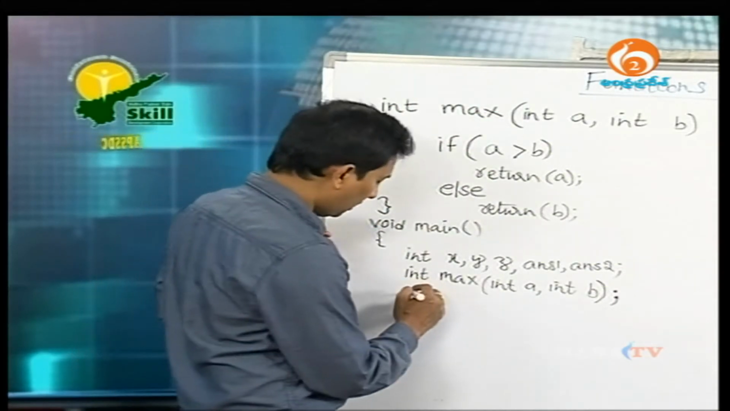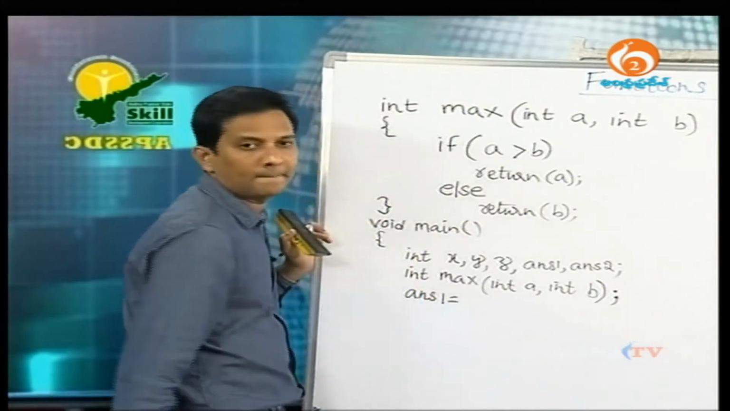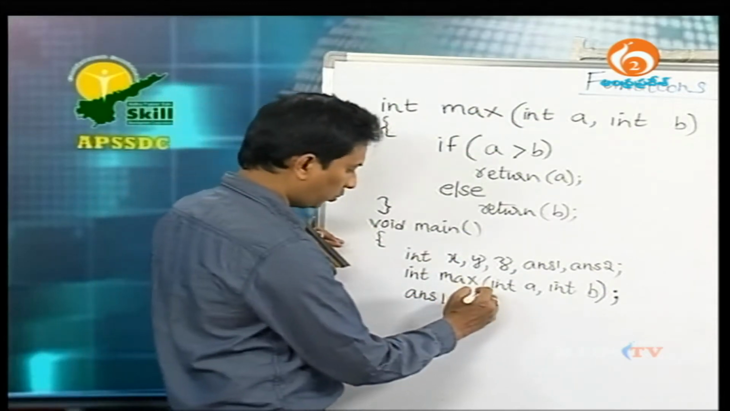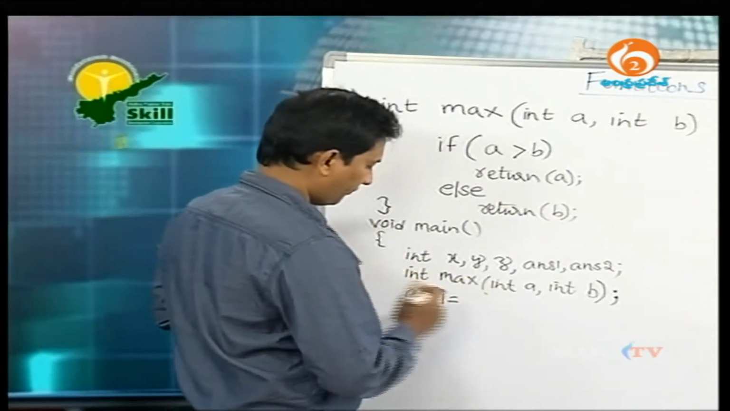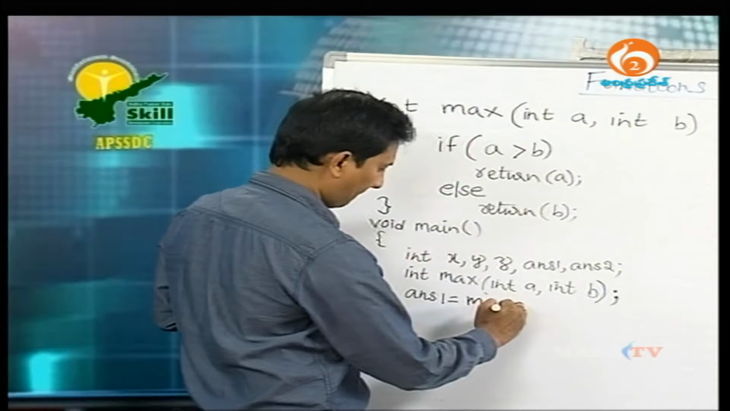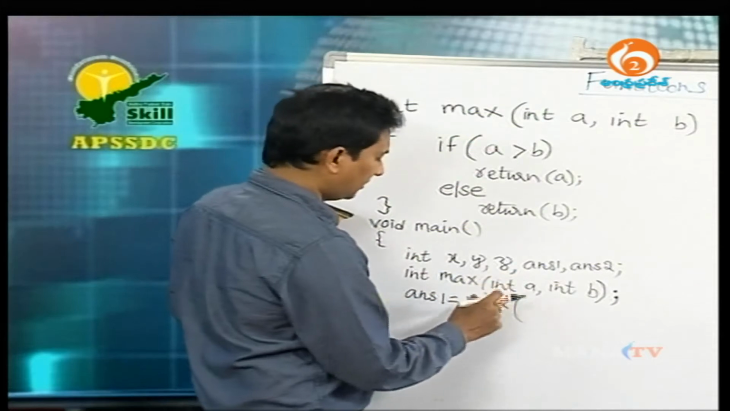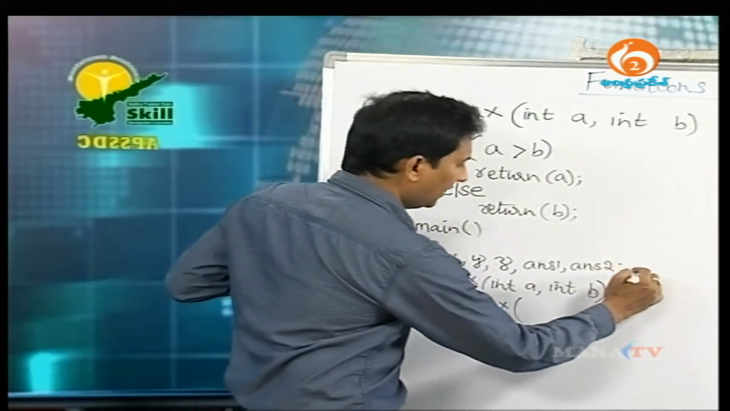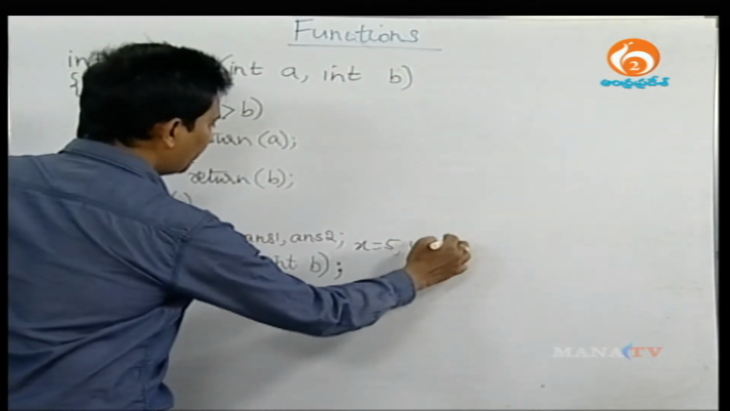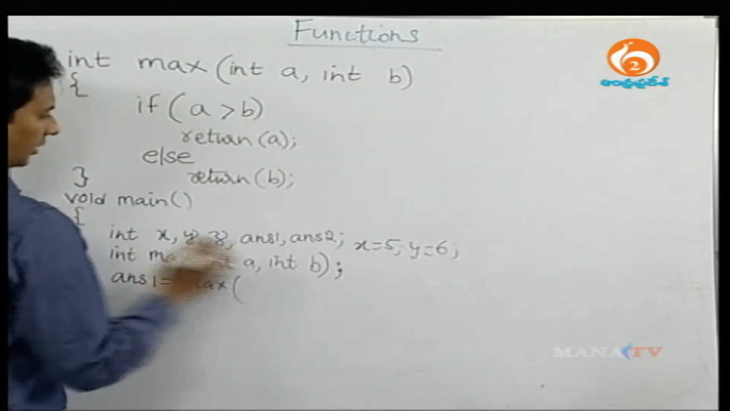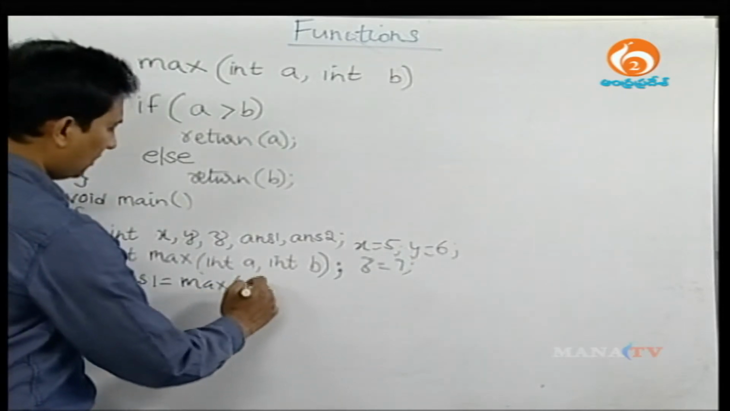So how do you call it? answer1 equal to max of x comma y, where let us assume x is equal to 5, y equal to 6 and z equal to 7. So 5 comma 6.